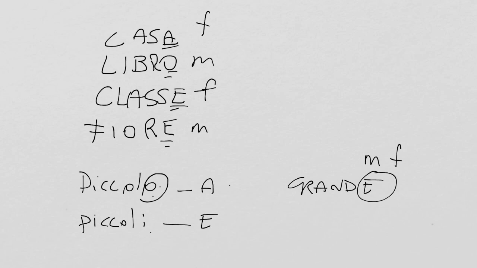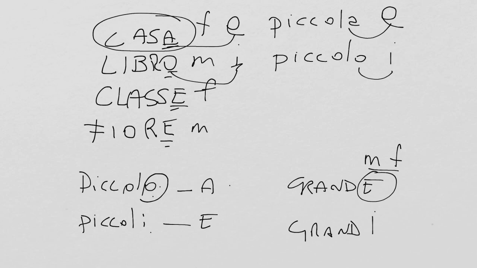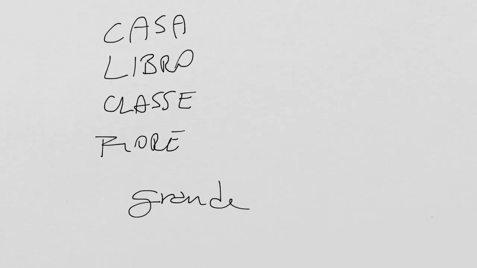Let's look at grande, same process. Well, there is only one process because grande is both masculine and feminine, and the plural will be simply grandi. At this point, you should be able to follow on your own, and I don't need, I hope, to elaborate any further on how we make the agreement in the singular and then the plural between these nouns and the adjective piccolo. With grande, it's even easier because we only have one form for the singular and one form for the plural.